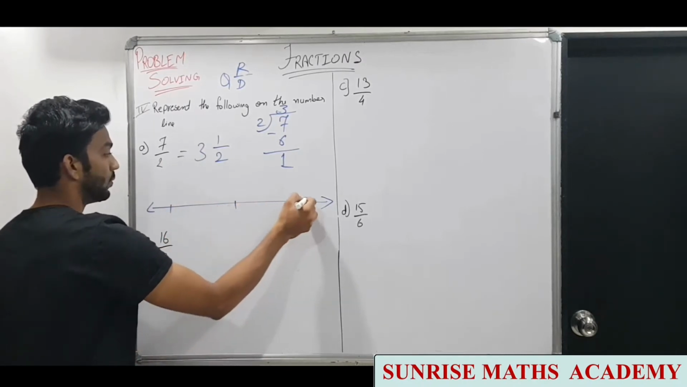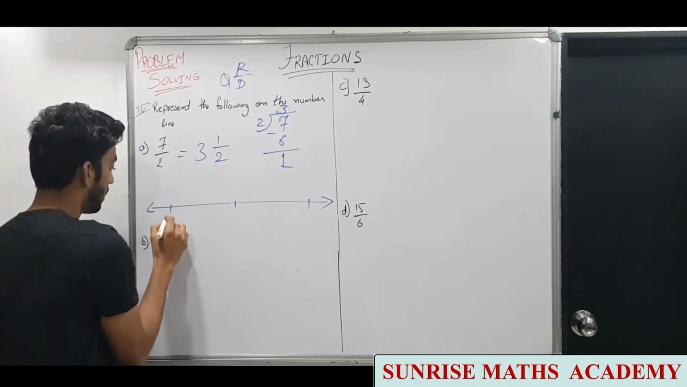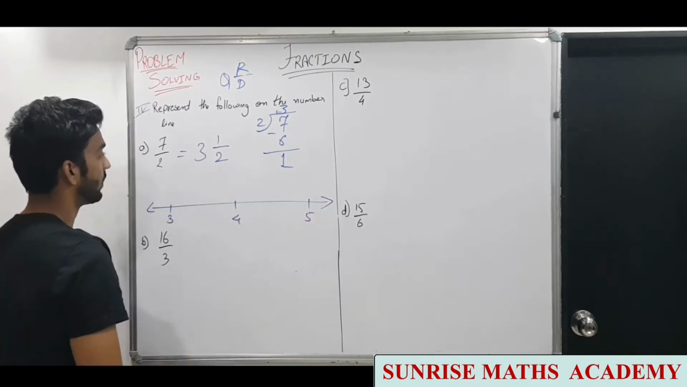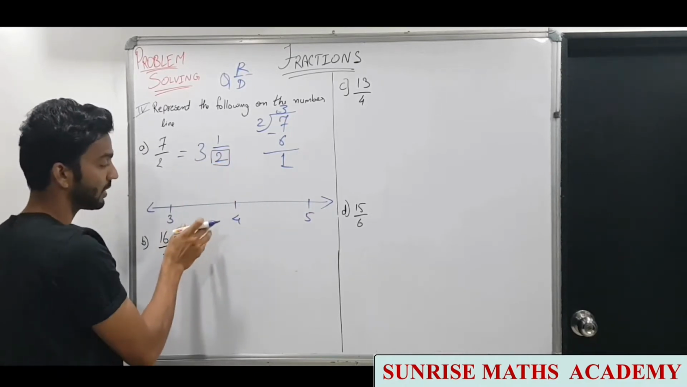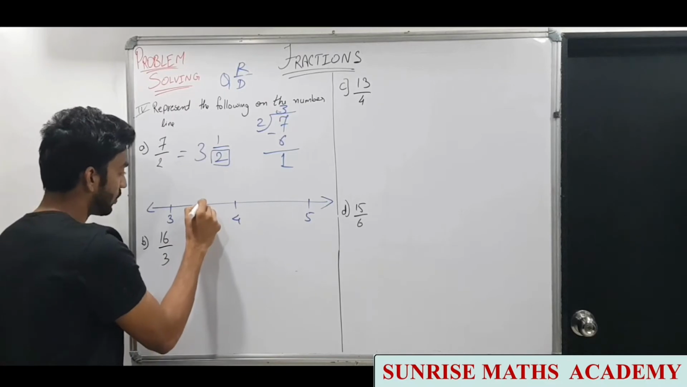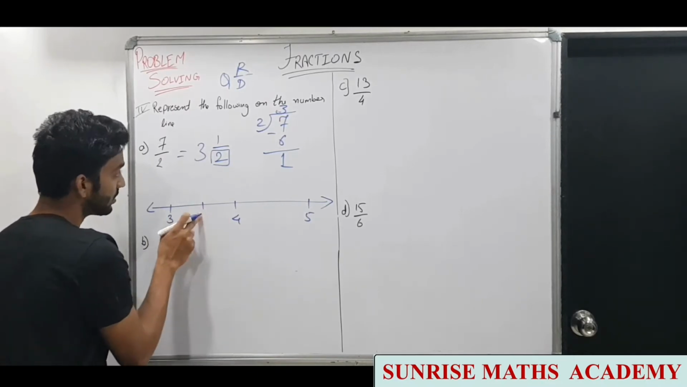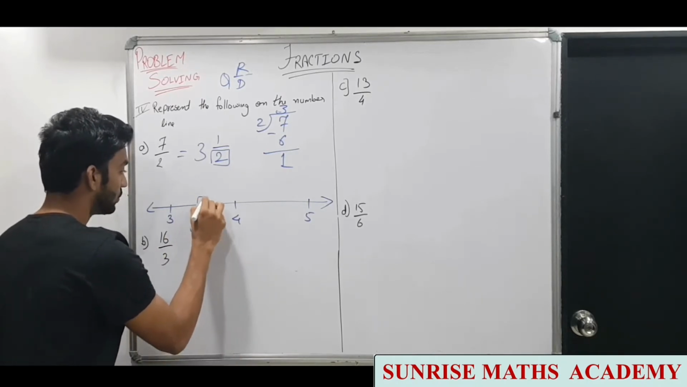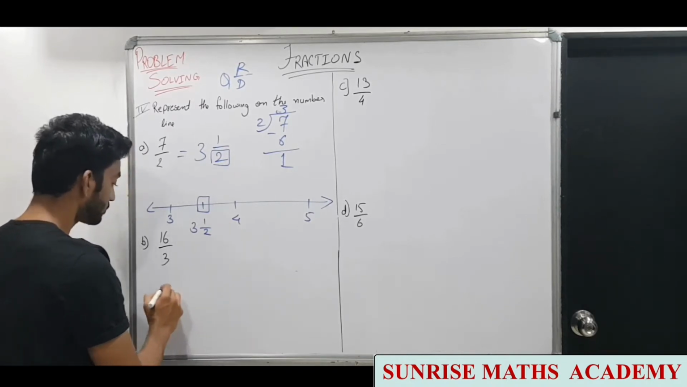Now we know that it will be between 3 and 4. So we write here 3, 4, 5. Now as the denominator is 2, we have to make 2 parts, and therefore we will mark here one line. This is 3, this is 3 1 upon 2, and this is 3 2 upon 2, so that is 4.